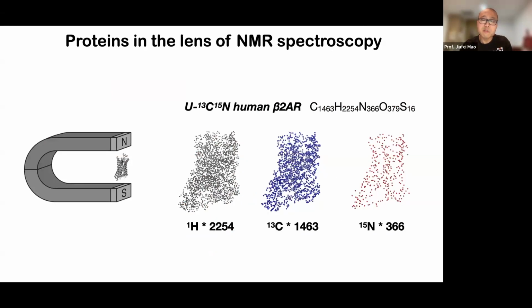So now let's put, for example, a membrane protein into our magnetic field. What we see here is, if you have a fully labeled membrane protein, in this case the human beta-2 adrenergic receptor, there are thousands of nuclear spins you can explore. This very complex situation is even more complex because we can indirectly visualize the electrons. As I said, NMR is also a technique to access chemistry, so basically electronic structures. So we suddenly have so many spins.